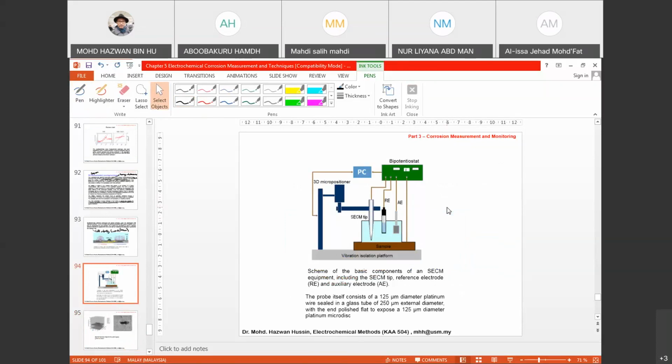So this is basically the setup. You will see that this is the microelectrode. You also have an auxiliary electrode and another supporting reference electrode put over here. And this is your sample. The probe itself consists of a 125 micrometer diameter platinum wire sealed with a glass tube of 250 micrometers external diameter, with the end polished flat to expose a 125 micrometer diameter platinum microdisc.